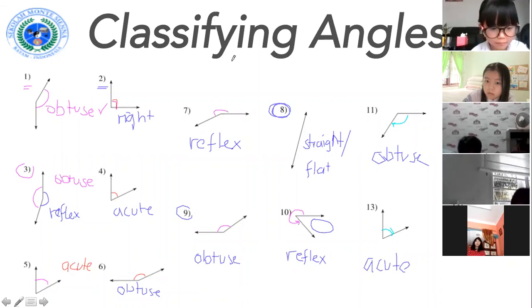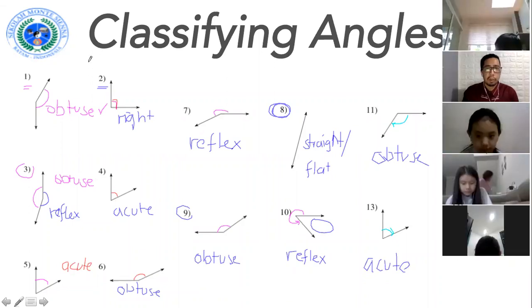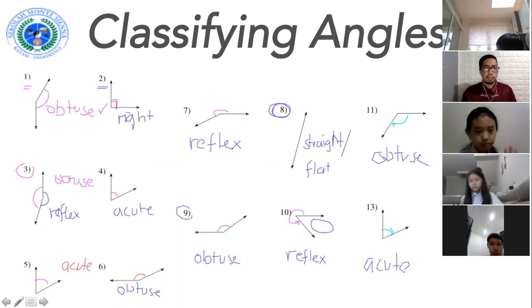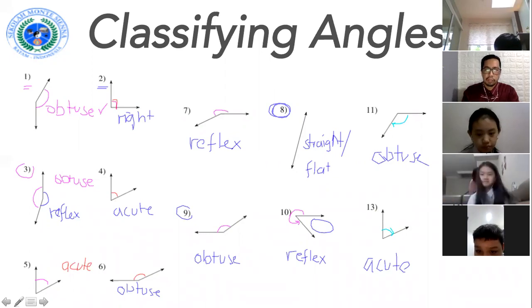Okay, number 12, Gabriel. Number 12. What kind of angle is it? It starts with R. Reflex. Okay, last one.